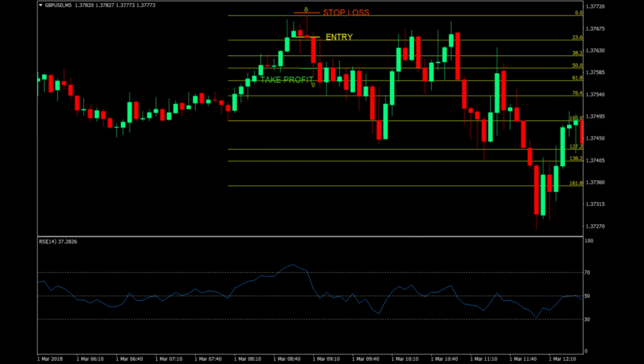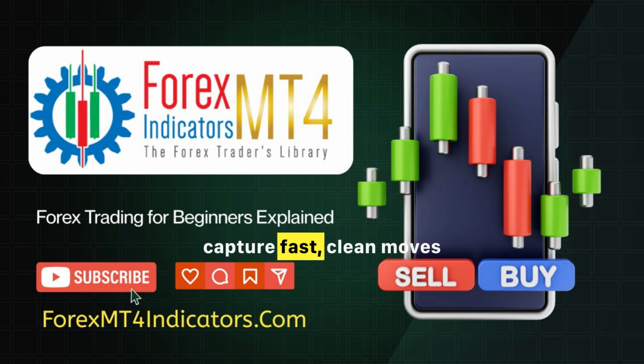Scalping moves quick. Trade only during active sessions like London or New York. Use tight stops and never overtrade. Small wins add up fast. This strategy helps you capture fast, clean moves on the 5-min chart.